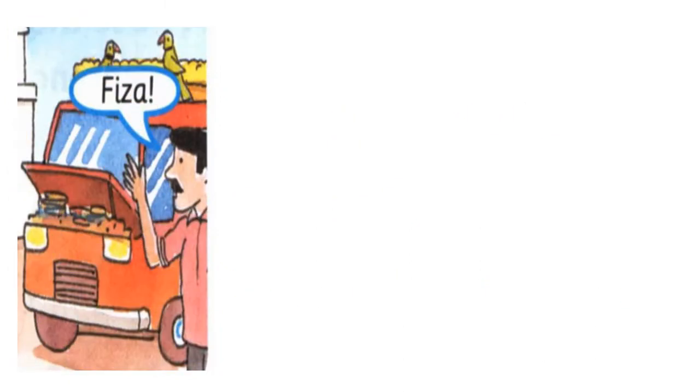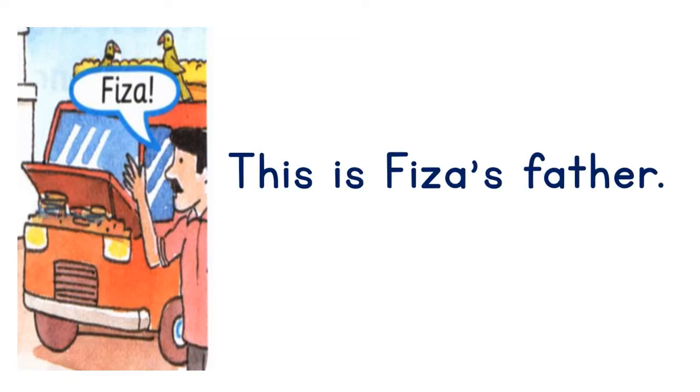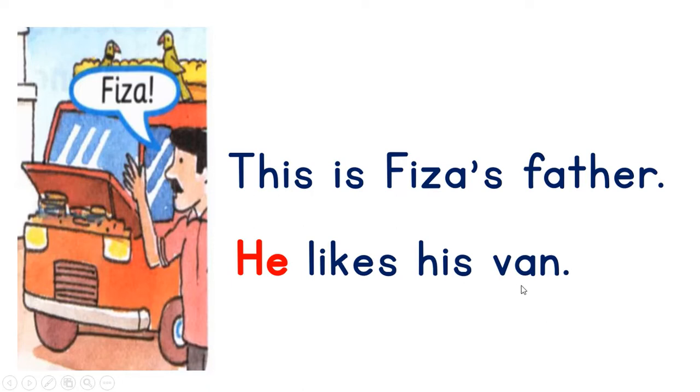Who is this? Yes, you are right. This is Fiza's father. Read, this is Fiza's father. He likes his van. Yes, what does he like? He likes his van. Yes, remember, we use he for a man. Fiza's father is a man, so we use he for a man. Remember this point. We use he for a boy and we use he for a man.